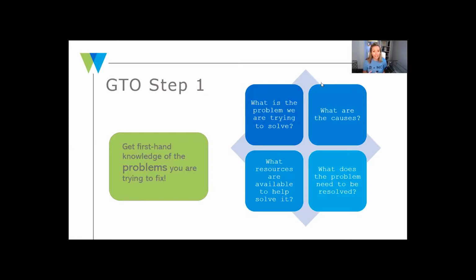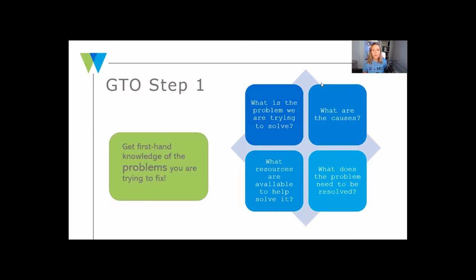There are 4 buckets that we're trying to check off, 4 big picture questions we're trying to answer when we do GTO Step 1. What is the problem we're trying to solve? What are the causes of the problem? What are the underlying issues or the risk and protective factors that are driving the problem home? What other resources are available to solve it? And what does the problem need in order to fix it? So how can you address those drivers, those determinants, or those risk and protective factors related to the problem?